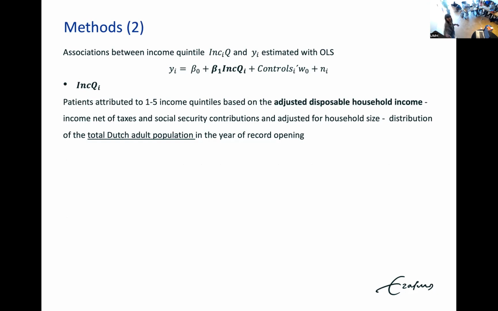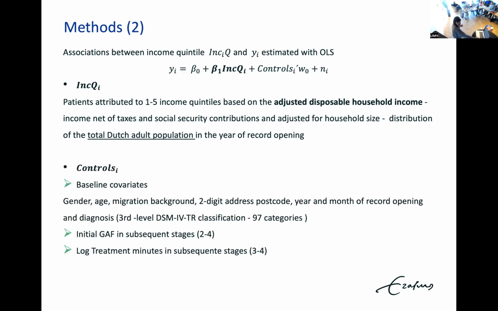And then on this side of the regression, we have our main explanatory variable, which are the quintiles of income. Just to remind that the definition of adjusted disposable household income: adjusted means that we use the CBS Statistics Netherlands factors to equivalize, to divide by the number of people in the household. And disposable means the income net of taxes and social security contributions. In terms of controls, we have what we call baseline covariates.